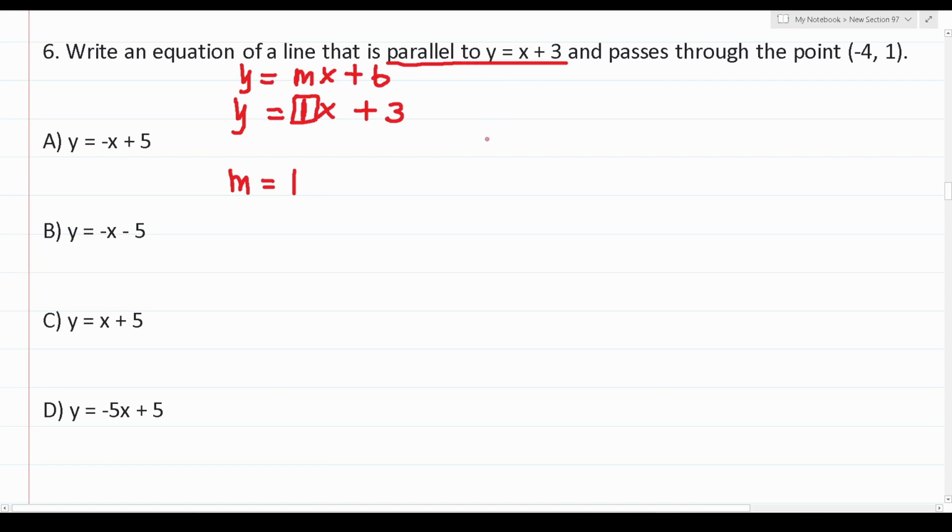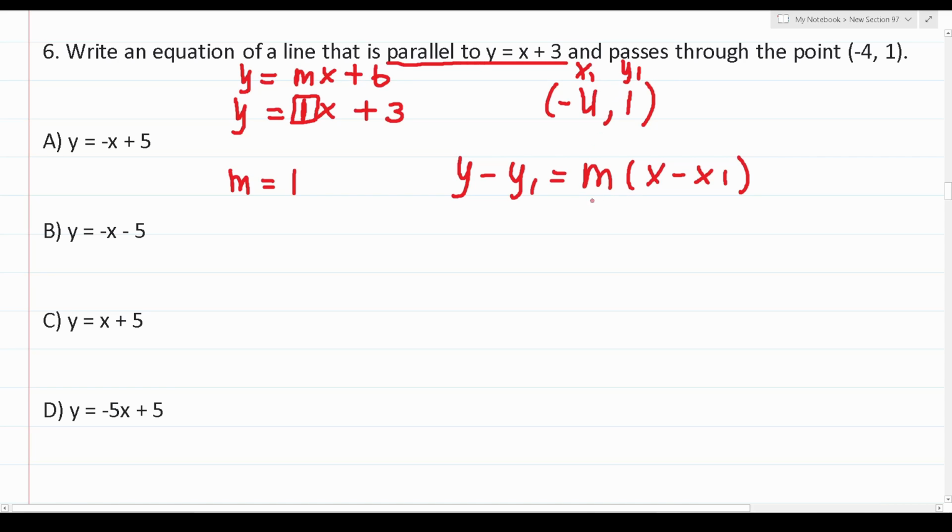All right, so how can we use this point, notably -4, 1, and the slope of our line to write an equation for our line? Well, we can actually plug these values into the point slope equation, which is y minus y1 equals m times x minus x1, where x1 and y1 are simply values of your point. So this would be x1 and this would be y1. We already know m is our slope, and we know that's going to be 1.